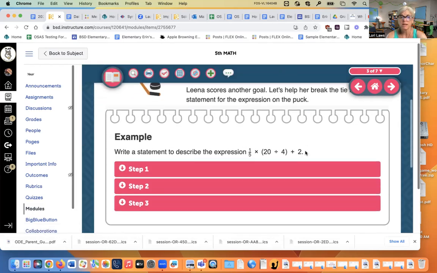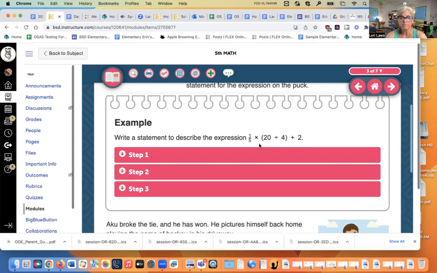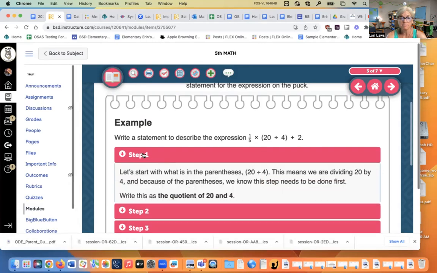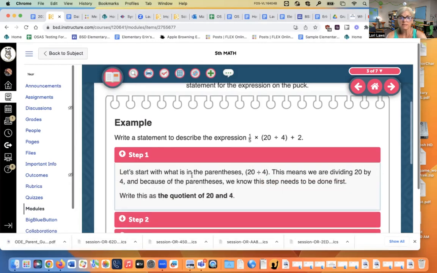Next page. Write a statement for this one. So again, we have 1/5 times. Let's start with what is in parentheses this time. This means we are dividing 20 by 4. Because of the parentheses, we know this step needs to be done first. Write this as the quotient.